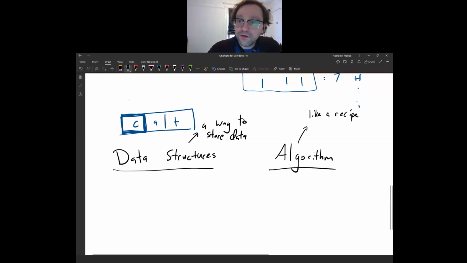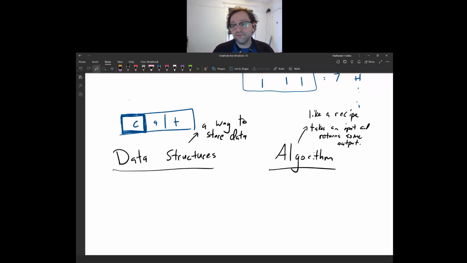So an algorithm takes an input and returns some output. Okay, you can think of an algorithm kind of like a program. You give it a certain input, the algorithm goes through some steps, and then it spits out a result. That's what an algorithm does. Okay, these are two separate things, and so don't confuse the two. A data structure is a way to store data.